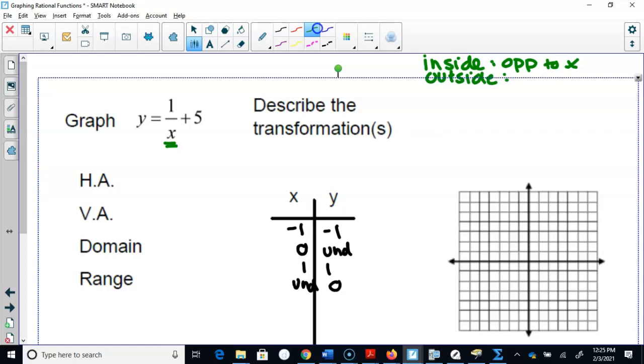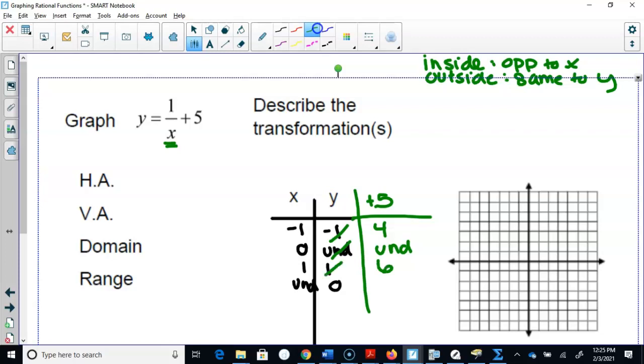We do. The 1 is the same from the parent, but the 5 is a +5. So we do the same operation to y. What we're going to do to y is add 5 everywhere. Okay? So -1 plus 5 gives me 4. Undefined plus 5 is still undefined. 1 plus 5 is 6, and 0 plus 5 is 5.